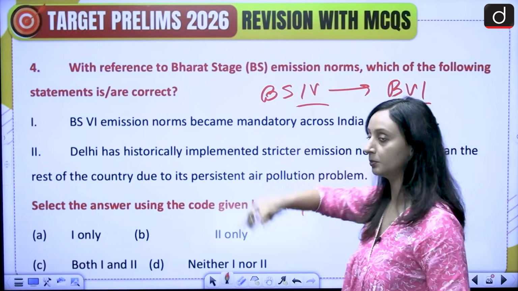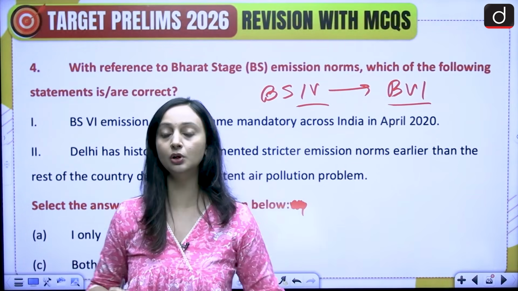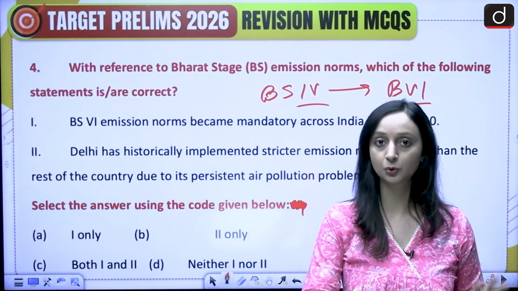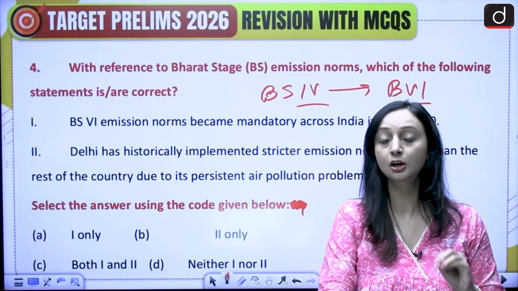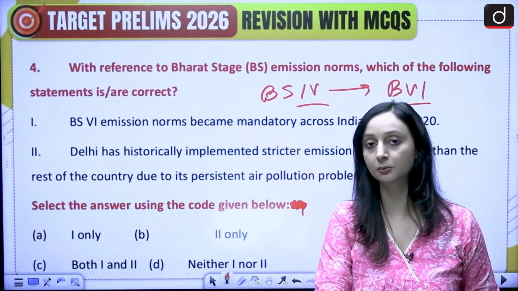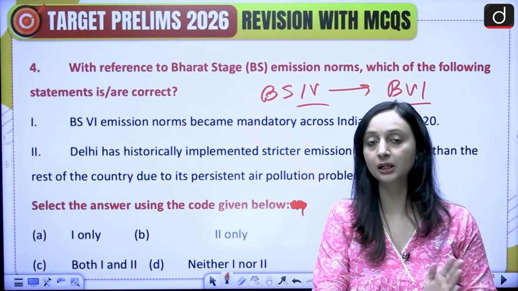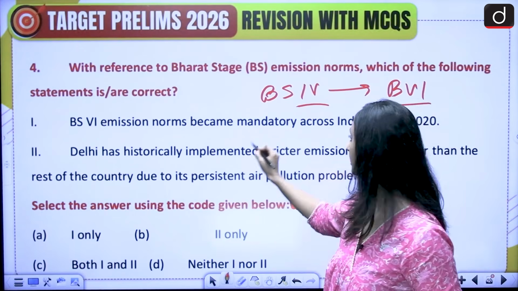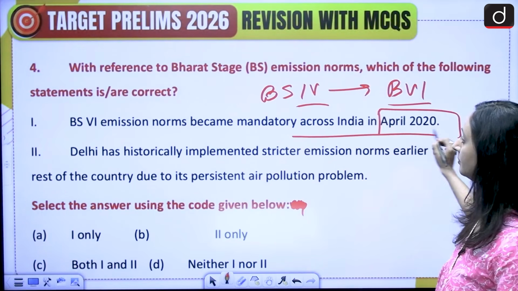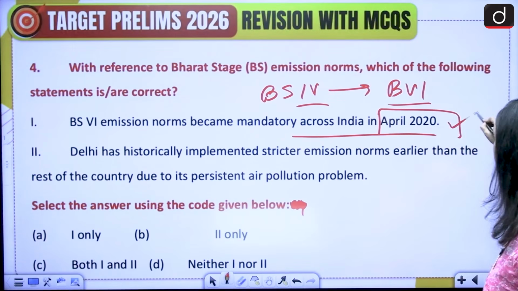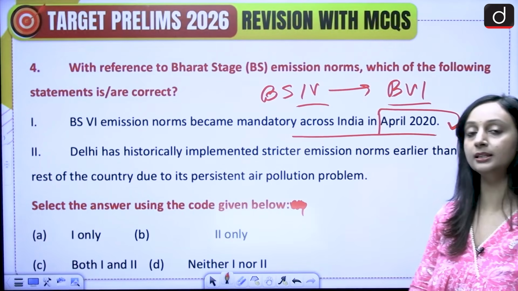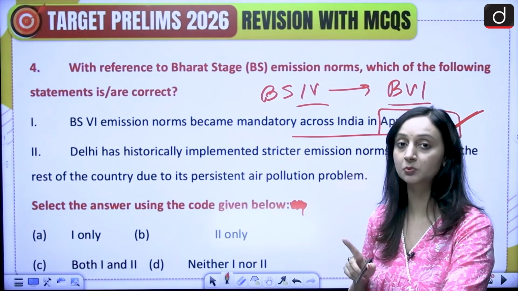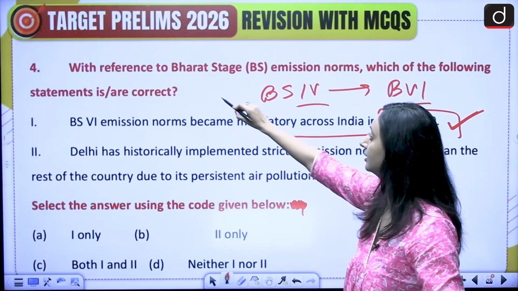Straight away from BS4 to BS6, we skipped BS5 to curb pollution even faster, because pollution is happening at a very rapid scale and we have to curb it. Urban pollution is the biggest problem that we face at the moment, so we have to curb that. That's why we skipped BS5 and we immediately moved to BS6 from BS4. Okay, and when we talk about the implementation time, then it became mandatory across India in April 2020. Yes, this statement is correct. So it is applicable since April 2020, and for the first time it was made applicable in Delhi NCR.